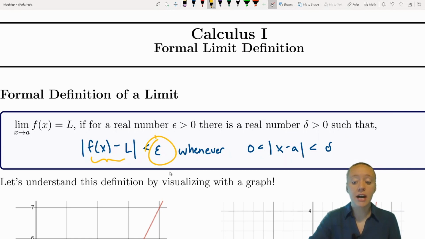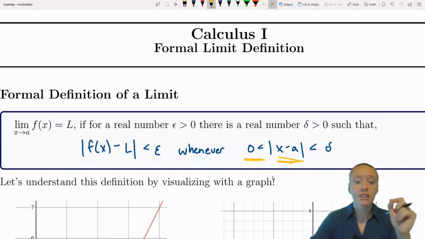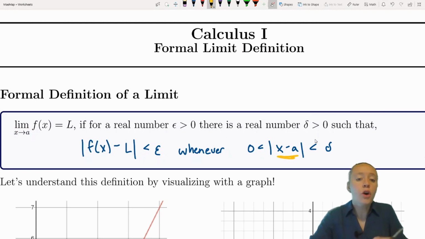And that's whenever 0 is less than x minus a. We had to put 0 in there because we don't want x minus a to ever be 0, because depending on our function, that could be some point that's undefined. We're approaching that a value, so we don't want to get right on that a value, so we say greater than 0. And again, x is approaching a, so you can think of this almost as that change in x. And that's going to be less than some value delta.